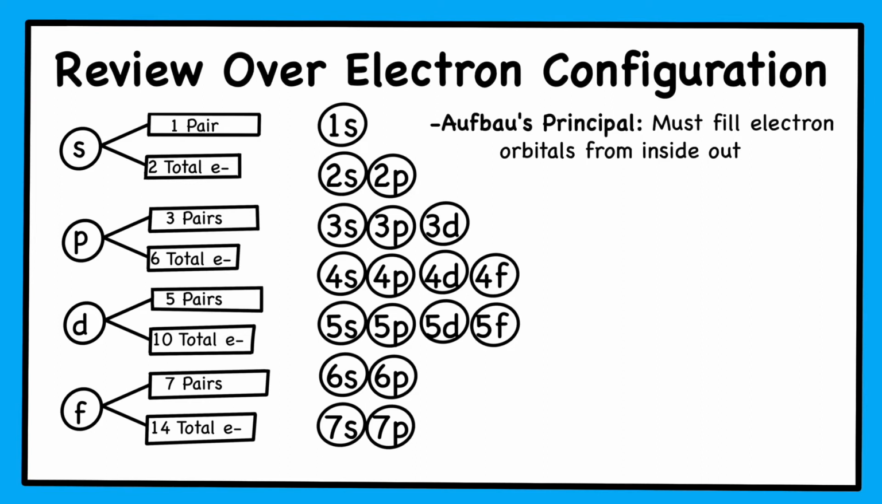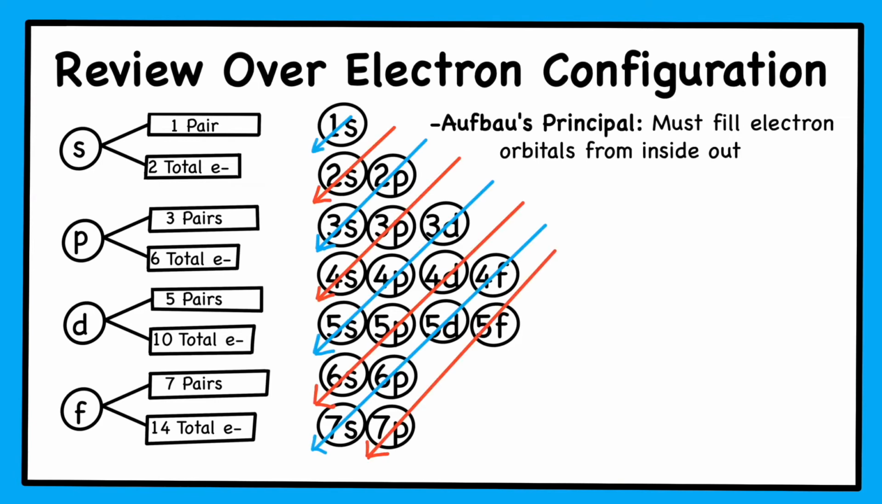The Aufbau principle, I might have said that wrong, states that we must fill our electron orbitals from the inside out. Because some suborbitals can be found inside of other suborbitals, we must follow the following order: 1s, 2s, 2p, 3s, 3p, 4s, 3d, 4p, 5s, 4d, 5p, 6s, 4f, 5d, 6p, 7s, 5f, and 7p. Remember, we must fully fill our electron orbital before moving on to the next level. So we must fully fill an s orbital before moving on to a p orbital, and so on.